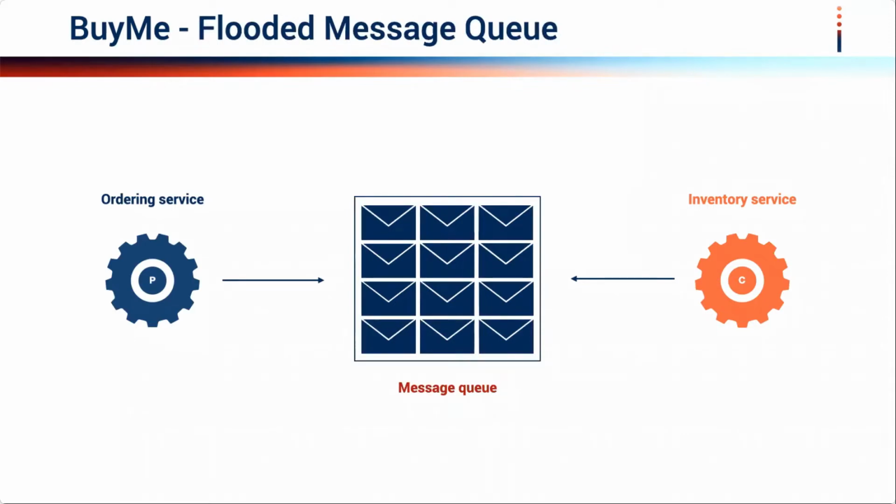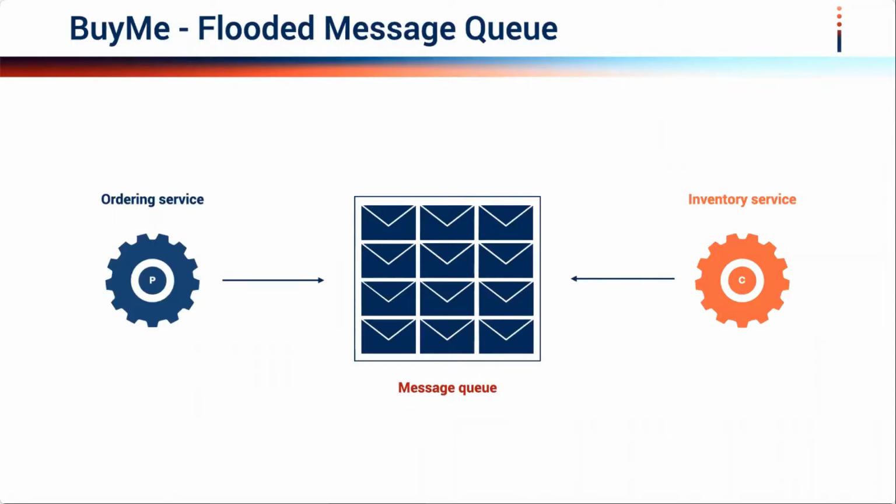Soon after, though, the team notices that the application has started slowing down, and customer service tells them that they are receiving complaints. When the team checks the queue between the ordering and inventory services, there seem to be many more messages than they would expect to see.